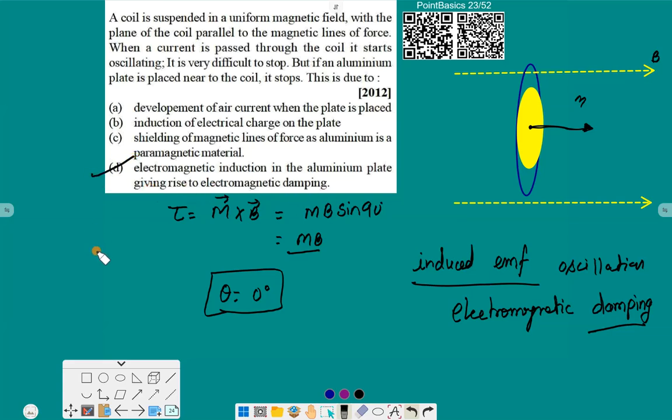So here, option D, electromagnetic induction in the aluminium foil giving rise to electromagnetic damping, will be the right answer here. Now let's move to the next one.